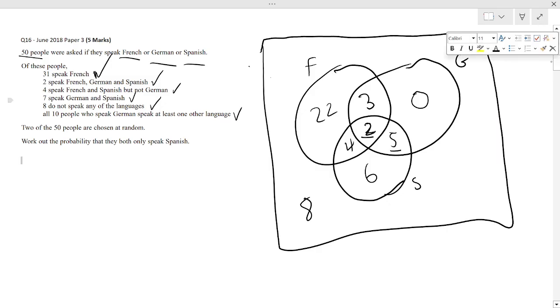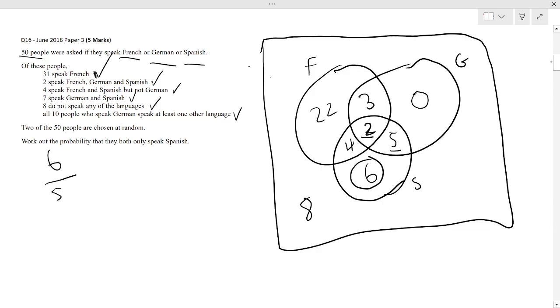Okay, what probability are we interested in? 2 of 50 people are chosen at random. Find the probability that both only speak Spanish. But firstly, what region is that? It's going to be this number here, isn't it? The 6 represents those that only speak Spanish. So it's going to be 6 out of the total of 50. But that's choosing one person that speaks only Spanish. We choose 2 people. So if one person speaks only Spanish, then that means there's 5 left. And that means there's now only 49 people left in total.